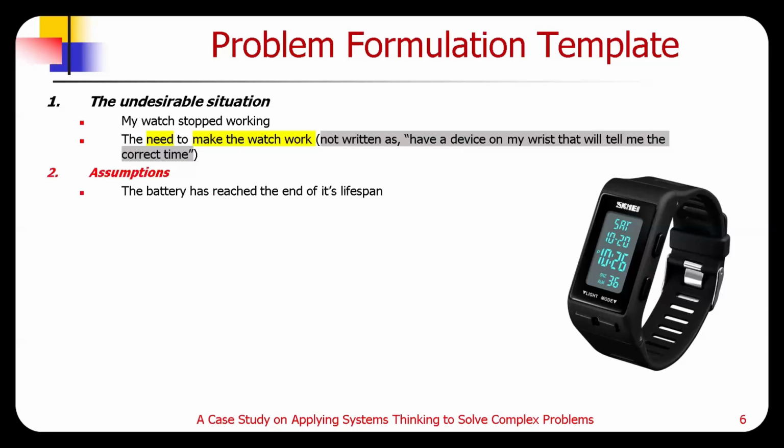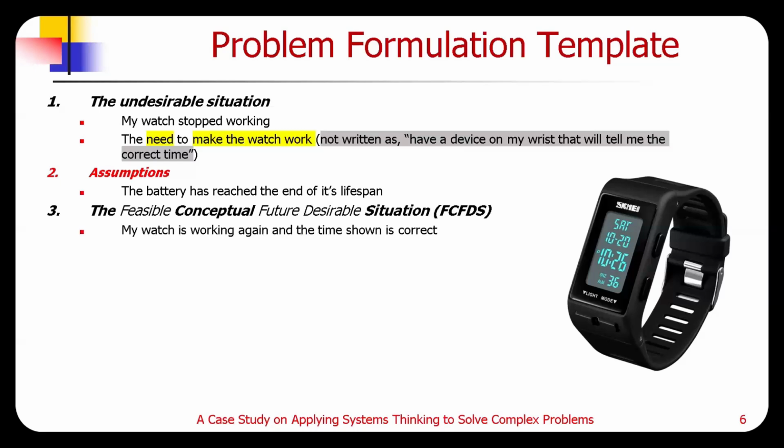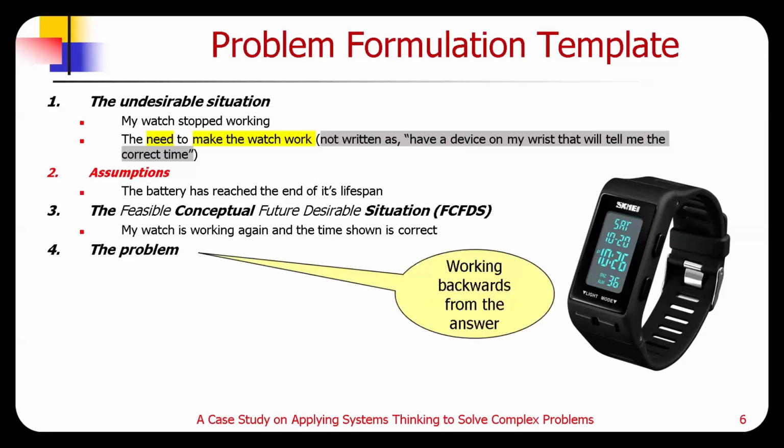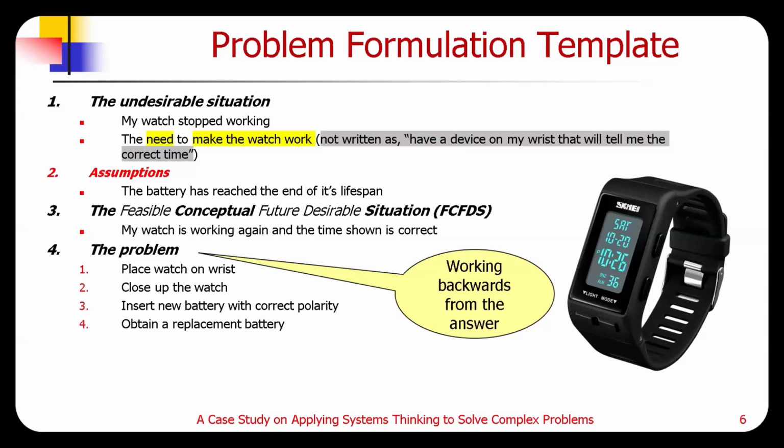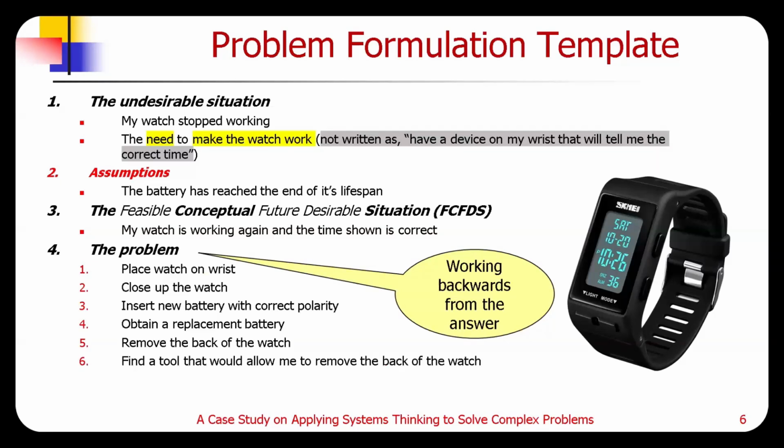The assumptions are the battery has reached the end of its lifespan. I know that most times a watch stops working, it's because the battery is flat. So my FCFDS is my watch is working again, and not only that, the time shown is correct. The problem, working back from the answer, is place the watch on the wrist. Before I can do that, I have to close up the watch. Before I do that, I have to insert the new battery with the correct polarity. Before that, I have to obtain a replacement battery. Before that, I have to remove the back of the watch and take the old battery out. Before that, I have to find a tool that will allow me to remove the back of the watch. And the solution is how I replace the battery, each step one at a time, working forwards.